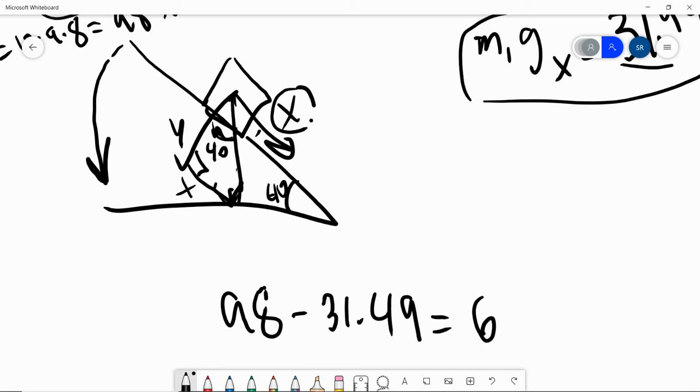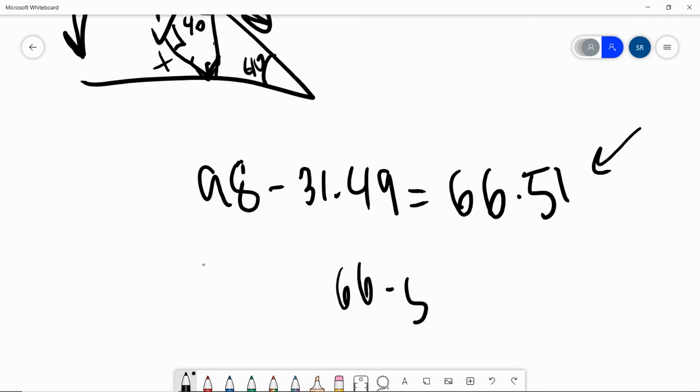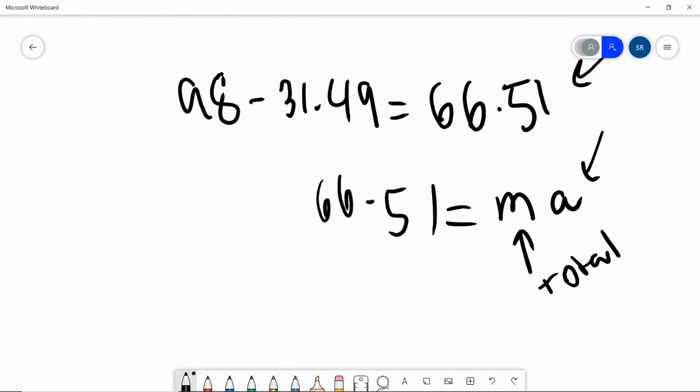This is going to be a positive 66.51, and to put that in acceleration terms, I would have to do the total of force here, which is 65.1 newtons, equal to mass times acceleration. This is going to be total. So this would also be total anyway. That's what we're interested in.